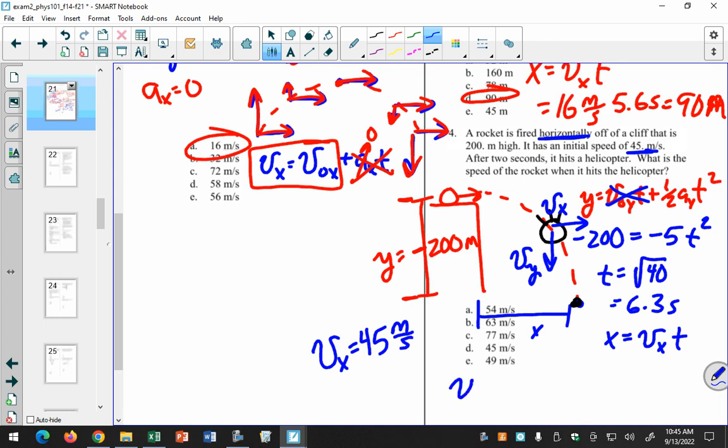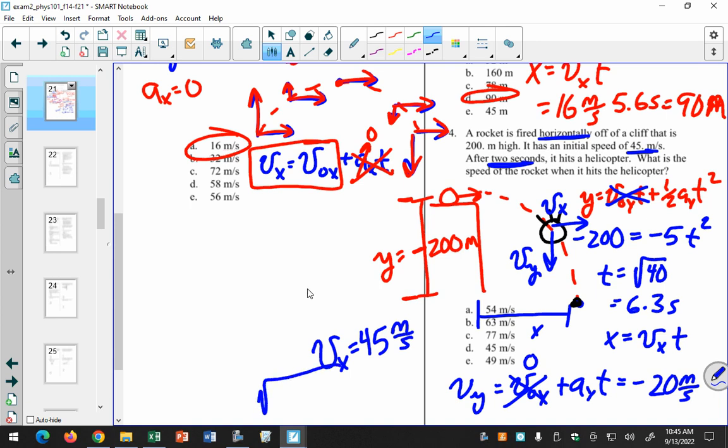However, Vy, which I also need to find, is equal to V naught y, which is 0, plus Ay times t. That means it's minus 20 meters per second. Notice V naught y is 0, Ay is negative 10, and t, which was given in the problem, is 2 seconds, so it's minus 20. So I have two vectors, one that's 45, one that is minus 20. I need to now take the resultant of those two vectors.